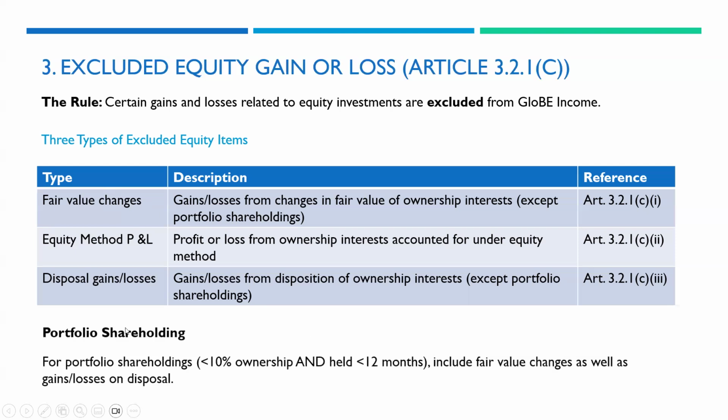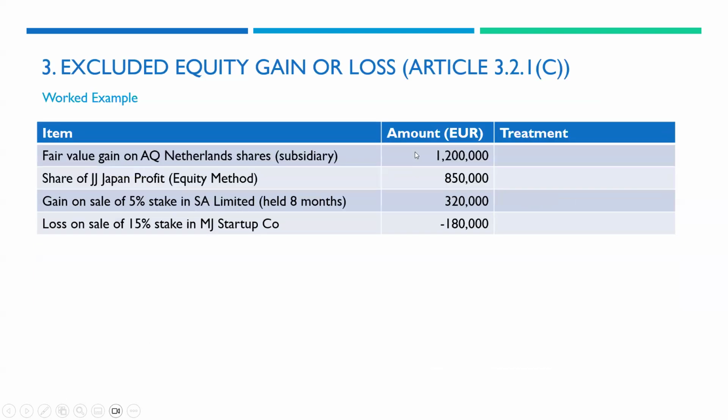Fine. Now what is portfolio shareholding? For portfolio shareholding, it's less than 10% and held for less than 12 months. So for those cases, you have to include fair value changes as well as gains on disposal. Clear? Now let's do a little example.